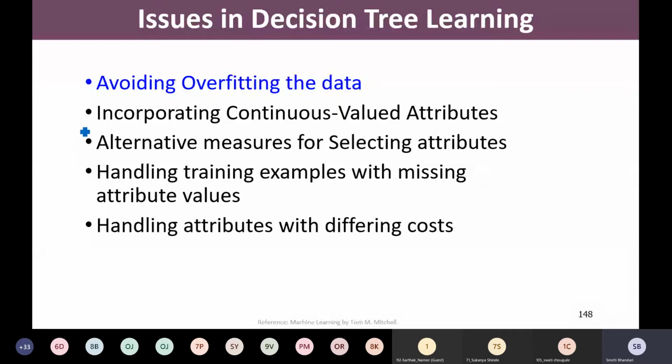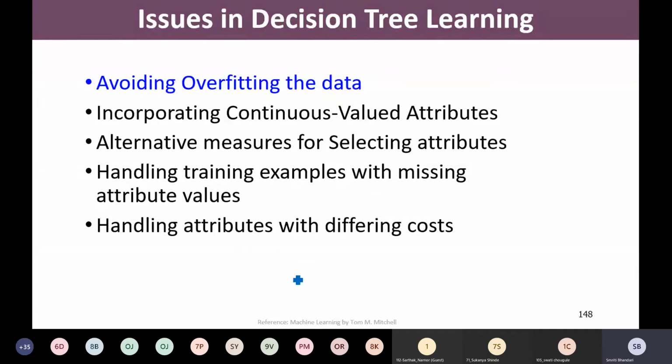Incorporating continuous valued attributes is another issue. Alternative measures for selecting the attributes, we are going to discuss that issue. Handling training examples with missing attribute values and handling attributes with differing costs. So we are going to look at these 5 issues with respect to decision tree learning. For this content, we are referring to our textbook Machine Learning by Tom Mitchell. For more details, you may please refer to our textbook.